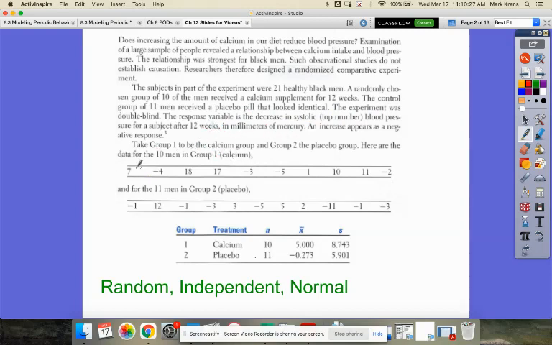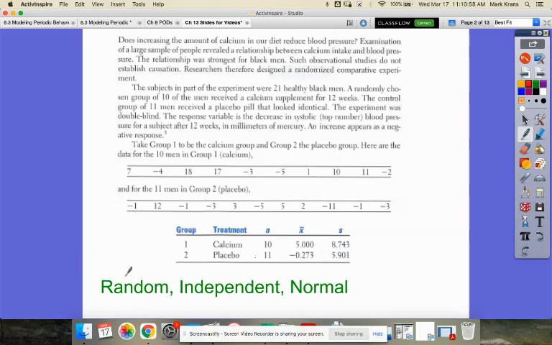Say group 1, here's the change that they experienced. Group 2, here's the change that they experienced, and we're hoping that it reduced the blood pressure, so we're looking for negative numbers. This is the reduction in blood pressure. Here, they went down by 5 on average, and there's the standard deviation. In this group, they went actually up, but minimally, when they were receiving a placebo, and there's the standard deviation.